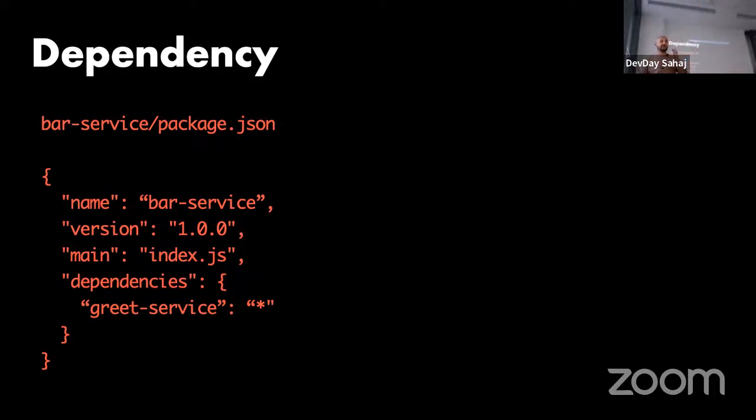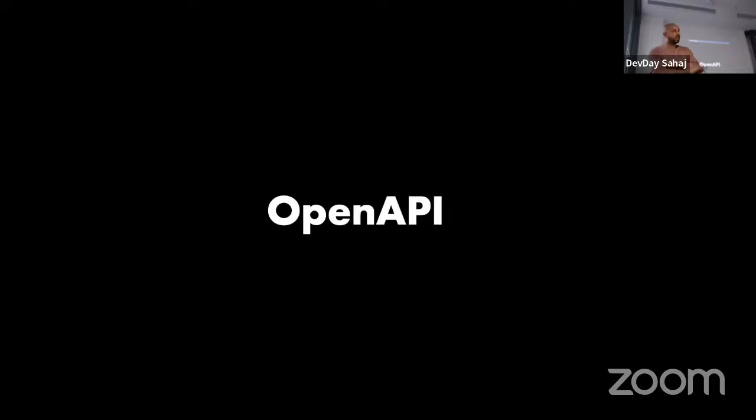So you have the package.json, and the bar service depends on, let's say, the greet service. This makes sure that when the bar service is compiled, it's first going to compile the greet service, and if there are any issues, they're going to be caught in the bar service. So like I mentioned, the bar service and the greet service. Once we have that, now we go on to the options.